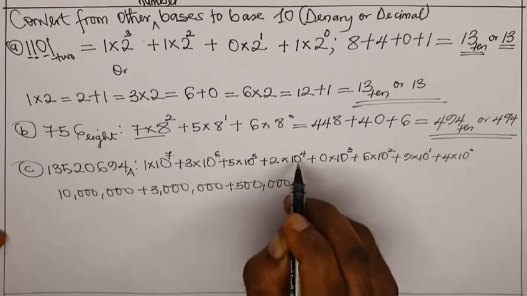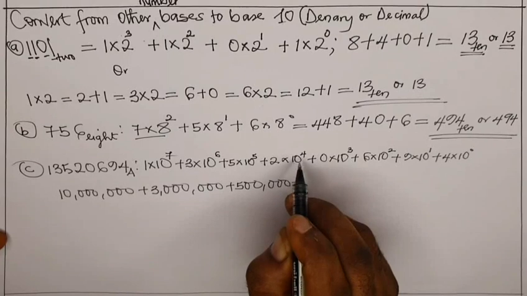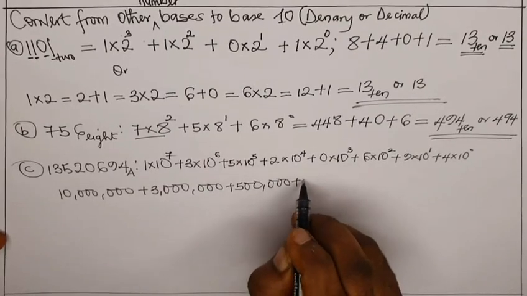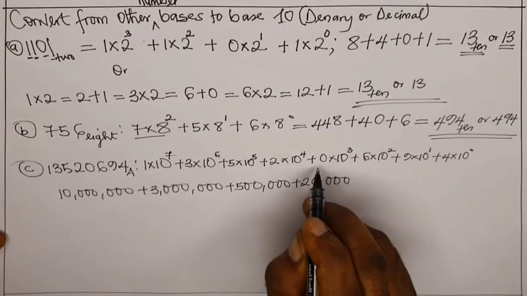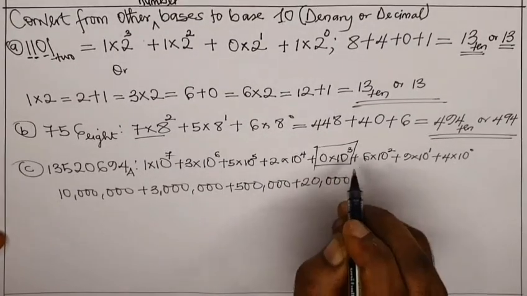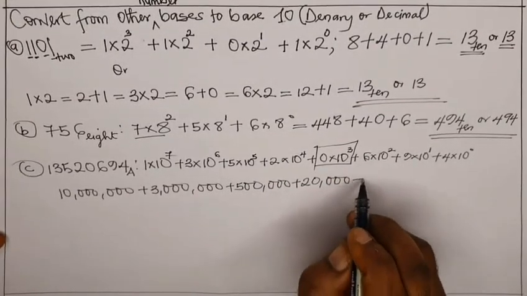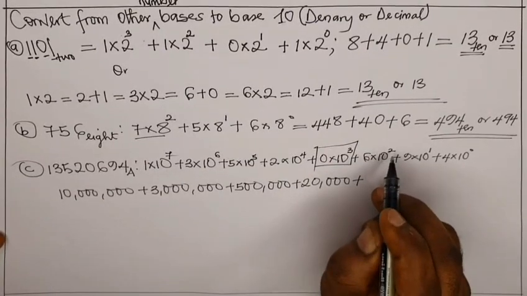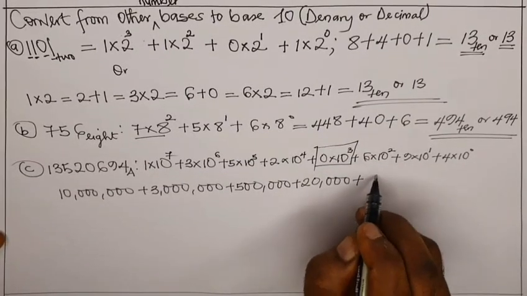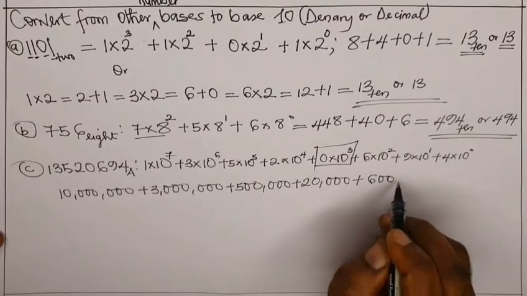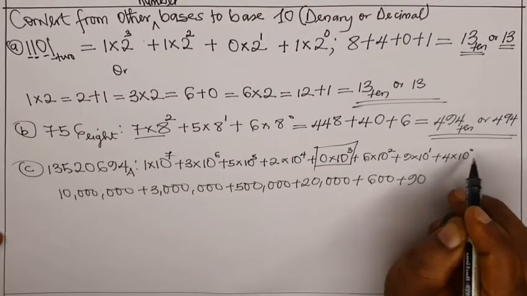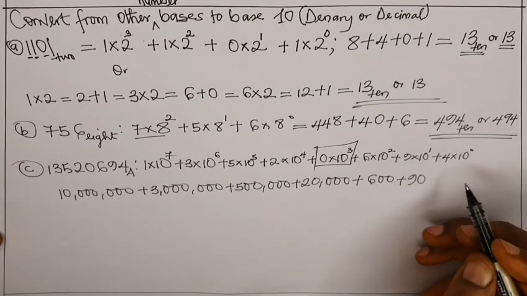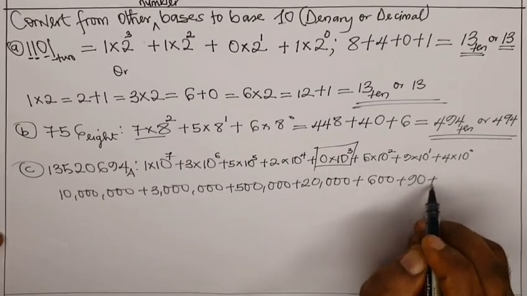Next, 10 to the power of 4 gives you 10,000. So 10,000 multiplied by 2 gives you 20,000. And here 0 multiplied by 10 to the power of 3 is 0, so that is skipped. Here 10 squared is 100. 100 times 6 is 600. Next, 9 times 10 gives us 90. This is 10 raised to the power 0, which is the same thing as 1. So 1 times 4 is 4.